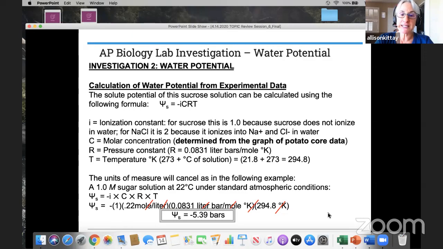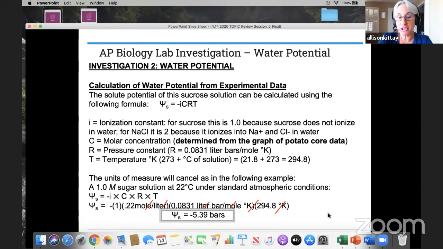The molar concentration is C, which we just determined from the graph of the potato core data, and we determined it to be 0.22 moles per liter. R is our old friend, the pressure constant, 0.0831 liter bars per mole Kelvin. And our temperature, the only thing we have to remember there is we need to convert our degrees C to degrees K, and we can see we do that by adding 273. And now all we do is plug and chug, right? So the good thing is, with those crazy units on the pressure constant, everything is going to cancel, and we are going to be left with units that are bars, which are pressure units.